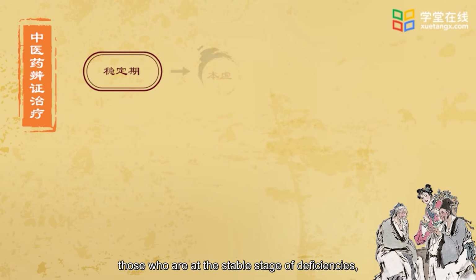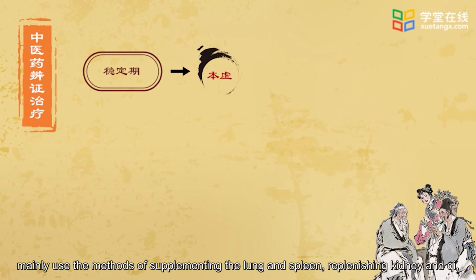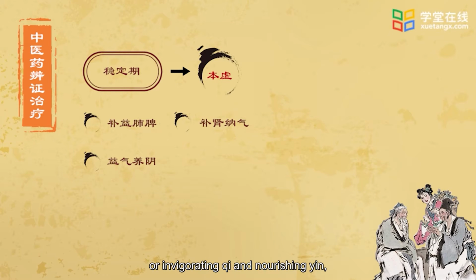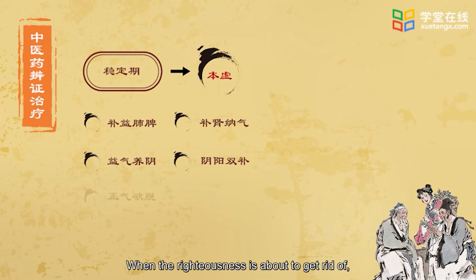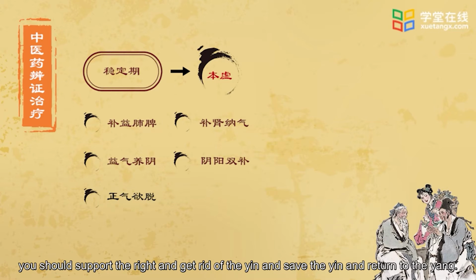Those who are in the stable stage of deficiency mainly use the methods of supplementing the lung and spleen, replenishing kidney and qi, or invigorating qi and nourishing yin, or yin and yang. When the righteousness is about to be lost, you should support the right and get rid of the yin, save the yin and return the yang.